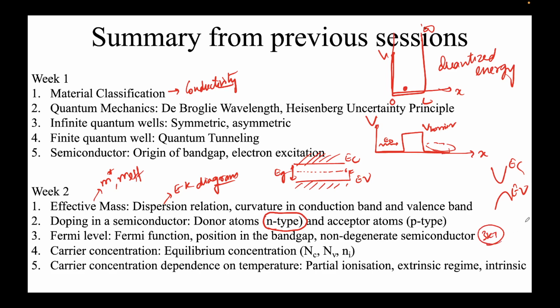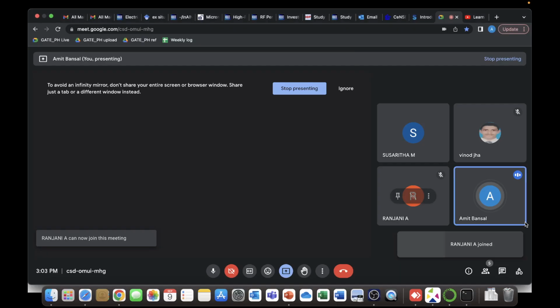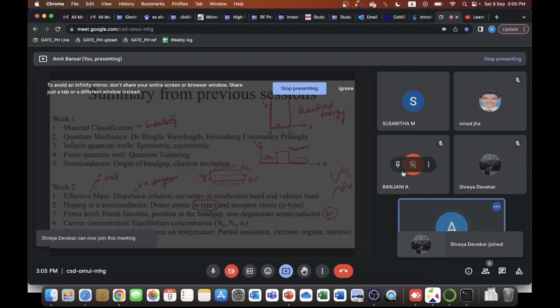Finally we saw some carrier concentrations, some expressions for them in equilibrium. NC and NV were some constants, NC for your electrons, NV for the states available for holes. Ni is your intrinsic carrier concentration. For silicon, for instance, at room temperature it is 1.5 into 10 to the power 10 cm to the minus 3.